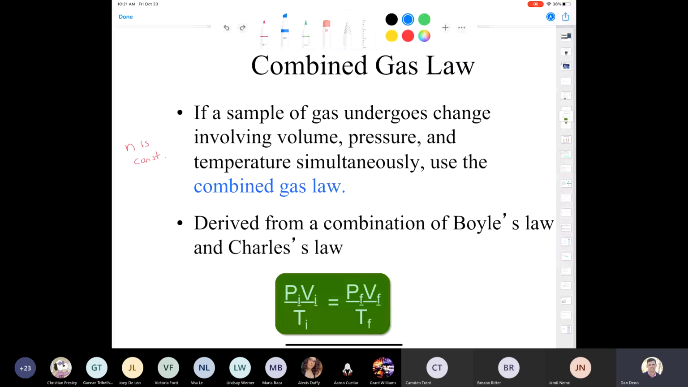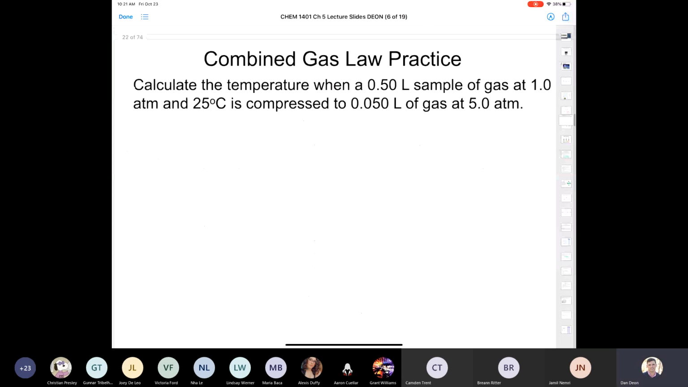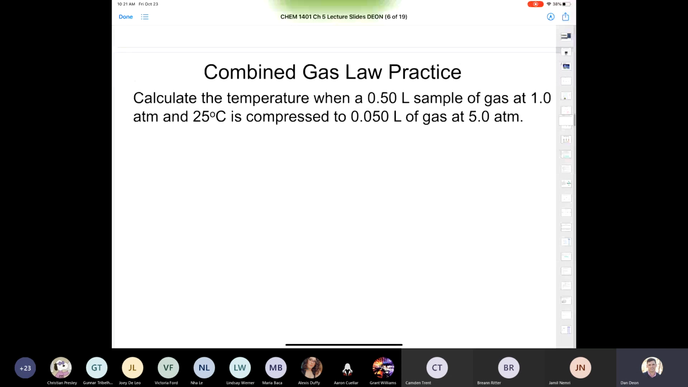All right, let's look at one more law. This will be our last law for today, I think. No, let's try a practice problem. Keepers. I put in all these practice problems and I didn't solve any of them. Normally, your teacher solves his problems before coming to class. Anyhow, combined gas law practice.